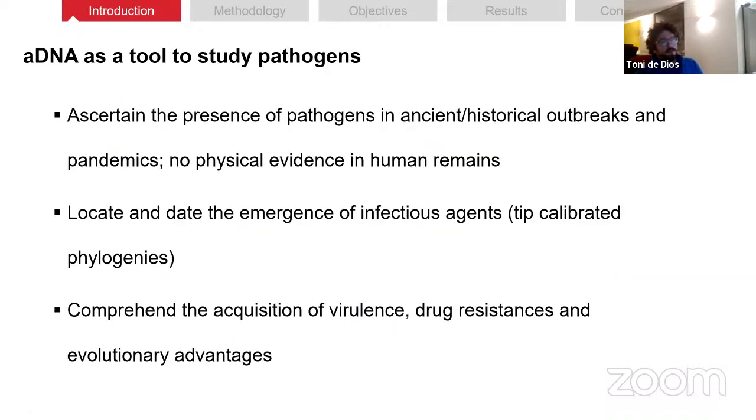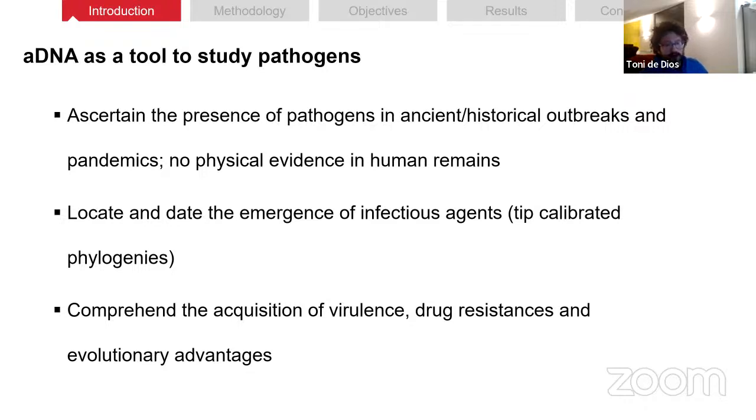So why do we use ancient DNA to study pathogens? The first and clearest reason is that most pathogens do not leave clear physical evidence in human remains, archaeologically speaking. Testing for the presence of pathogen DNA can help us shed light on past epidemics, for example epidemics whose origin we don't know. With this tool, we can learn which was the most likely pathogen.